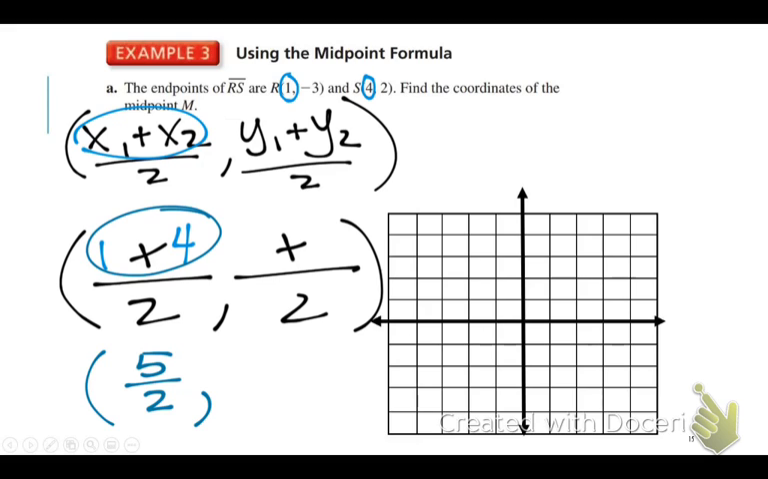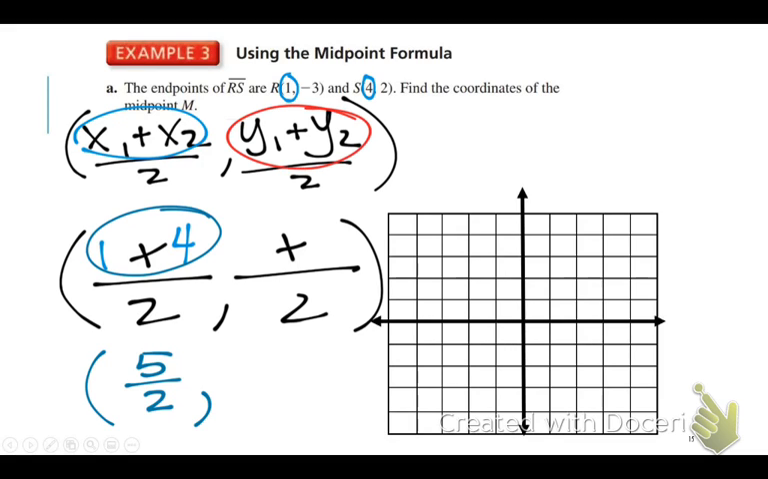Can I reduce 5 over 2? No. You should reduce if you can. Like if you had 6 over 2, what does 6 over 2 reduce to? 3. If you had 16 over 2, does that reduce? Yes. So anytime you have an even number, you're going to reduce. But 5 over 2, we're not going to reduce. We're going to leave it.